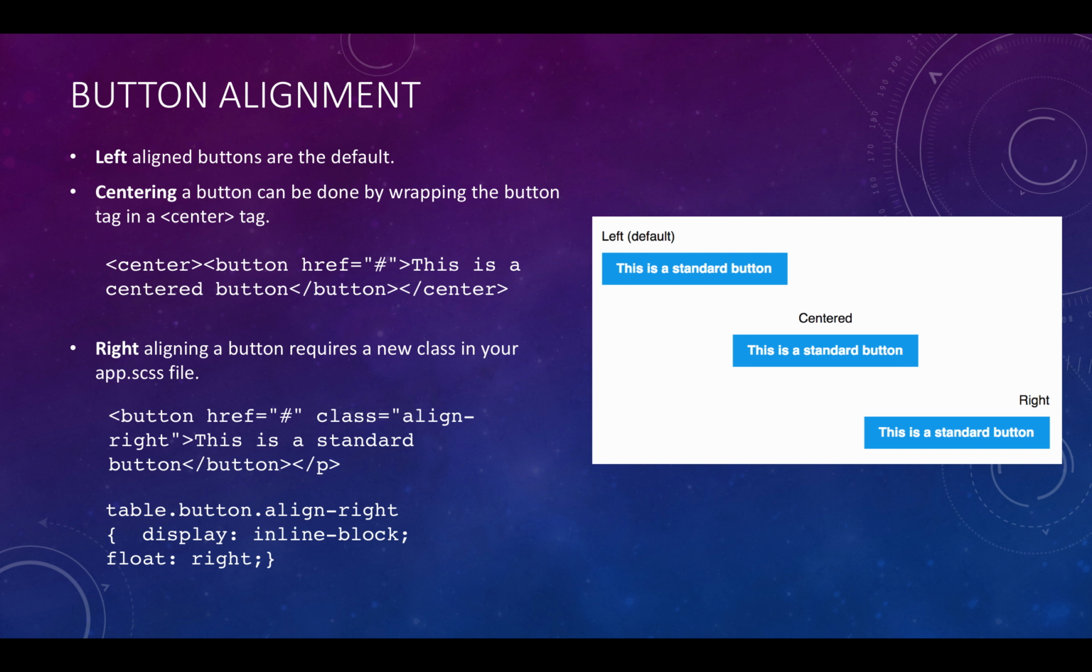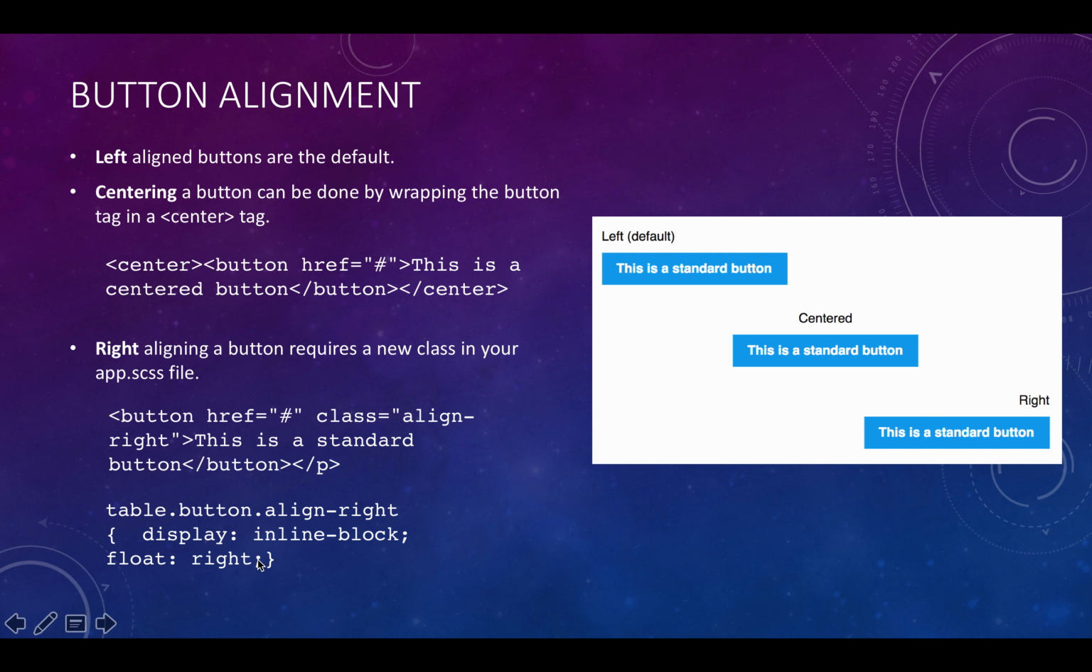Centering it is a little bit different. You use the center tag. So we wrap the button in a center tag set, and you'll get a centered button. Not surprising. Right align is a little bit different, and there's some issues with that. And what you can do is, as you can see here in the slide, you've got a button, href, class align right. Now that class is something I have defined.